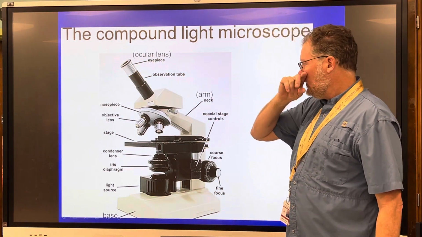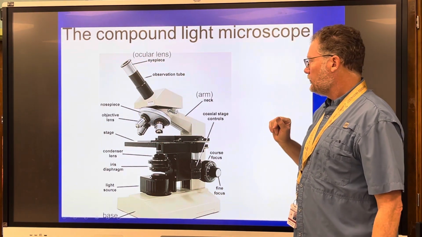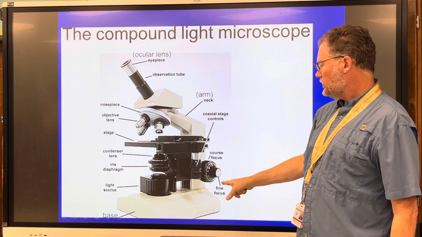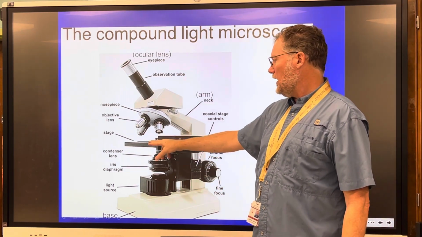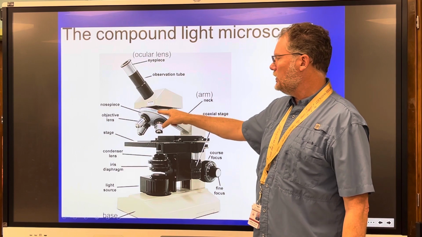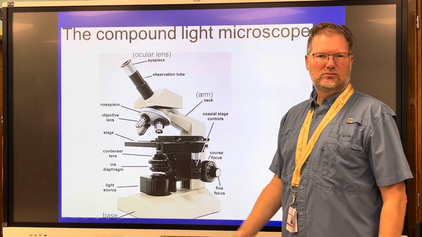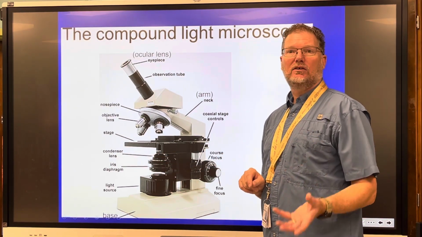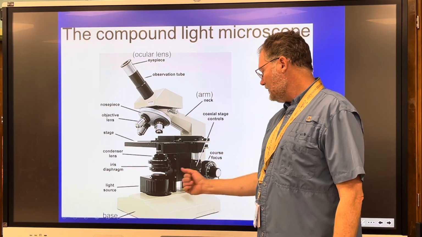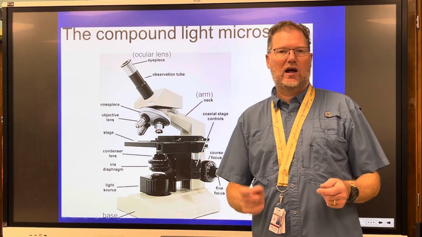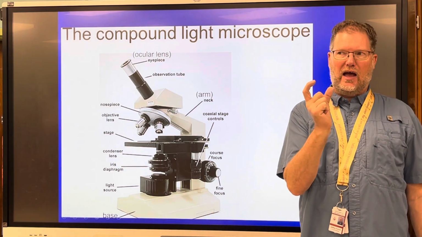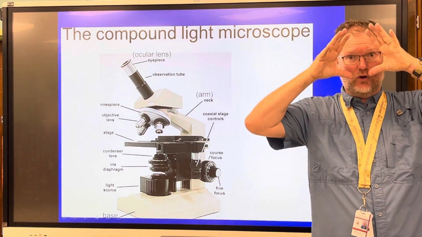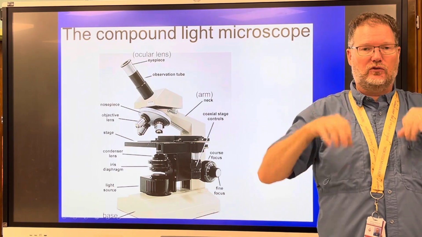Ocular lens is the eyepiece, and the objective lens is here. Observation tube, the arm, and it's also called the neck. You've got the coarse focus and the fine focus knobs. This is the stage where the slide goes on. This is called the nose piece. I don't know why, it just is. Condenser lens, that's for the light from below, the light source, okay? Base. Iris diaphragm, you turn that to let different amounts of light in, just like your eye, the iris opens and closes, your pupil, to let some different amount of light in.